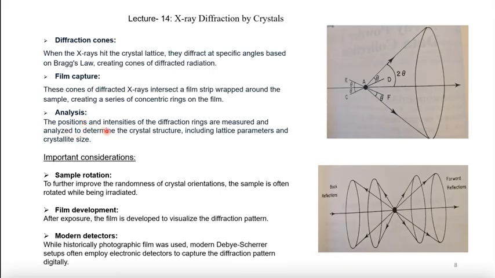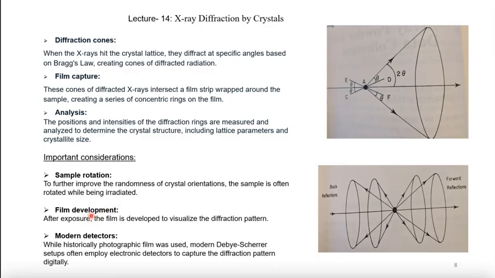The position and intensities of the diffraction rings are measured and analyzed to determine the crystal structure, including lattice parameters and crystal size. What are the important considerations we have to take? We have to rotate the sample at some speed to further improve the randomness of the crystal orientation. The sample is often rotated while being irradiated.